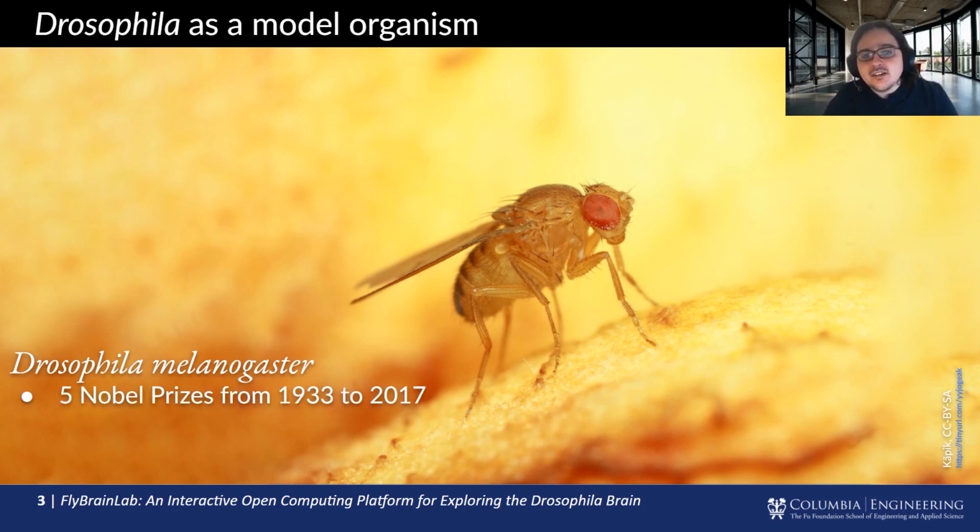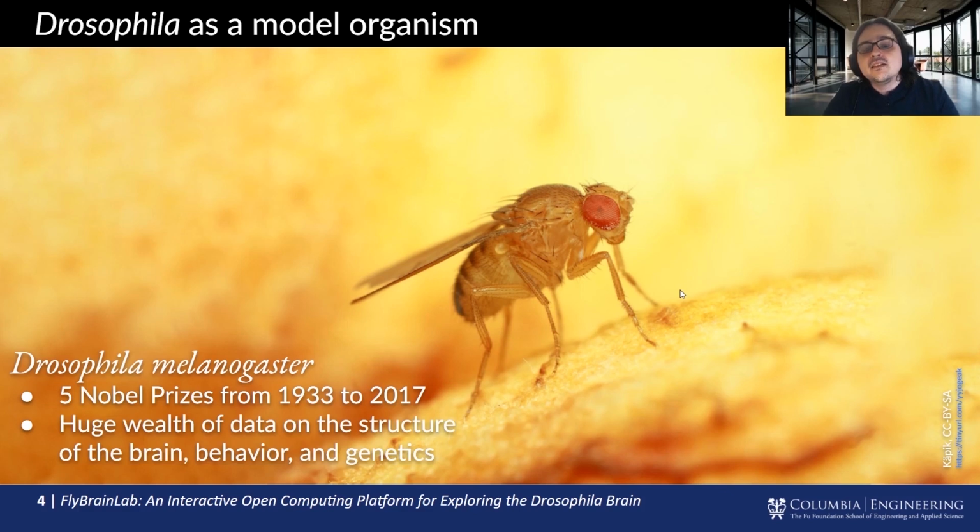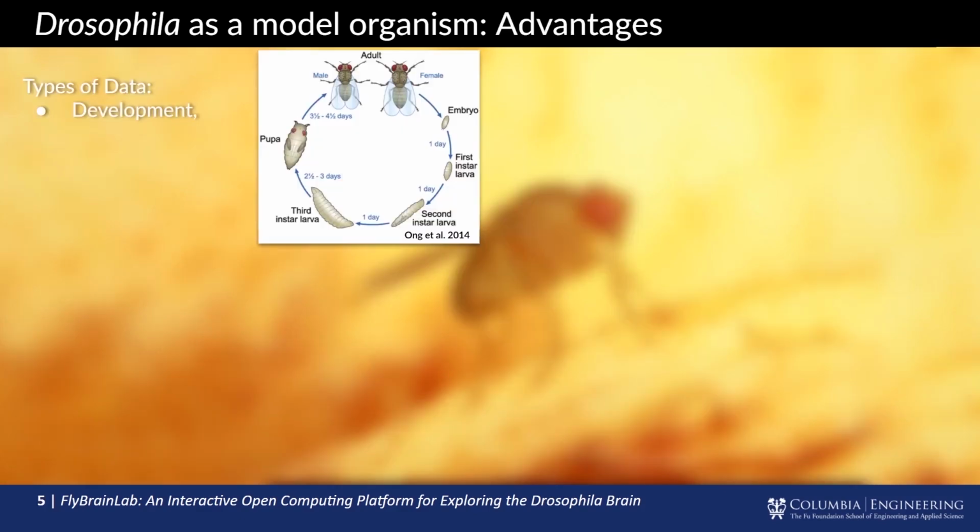Drosophila is a popular model organism in research, and historically 5 Nobel Prizes have been awarded to a total of 9 scientists for their research based on the fruit fly. The long-lasting popularity of the fruit fly has led to a huge wealth of data on the structure of its brain, its behavior, and its genetics, rendering it a good subject for neuroscience research.